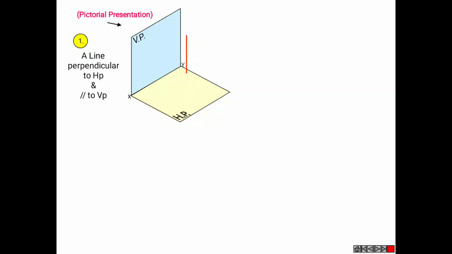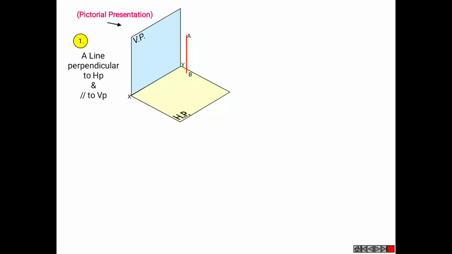We need to make the projections of this line and need to draw the front view and top view. We know that the observer is looking from here. So the front view will be on your VP and the top view will be on your HP. All these diagrams are made in first quadrant, so that is called first angle projection. As I have said in yesterday's class, in India we choose to draw the pictorial diagrams or orthographic projections in first quadrant, which is called first angle projection.